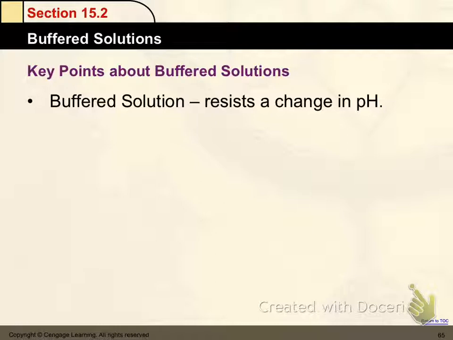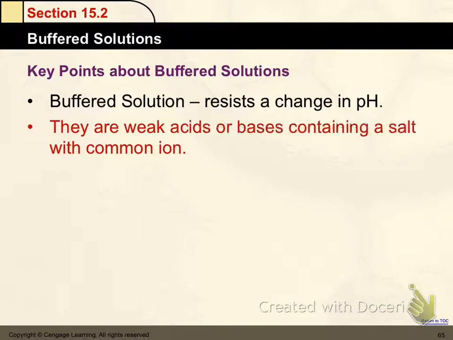So now to 15.2, it takes this idea of the common ion and addresses the buffered solution. A buffered solution just resists a change in pH. So the solution itself is maybe made by the chemist or made in the body to maintain a particular pH, even though some outside sources might come in and try to change that pH. That might not be good for the chemical that the chemist is trying to make, and that certainly is not good for the human body.